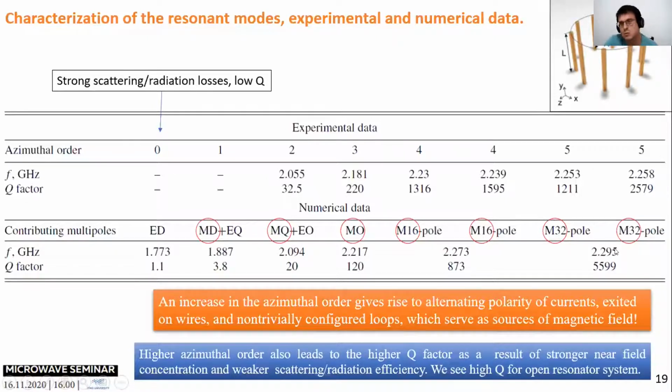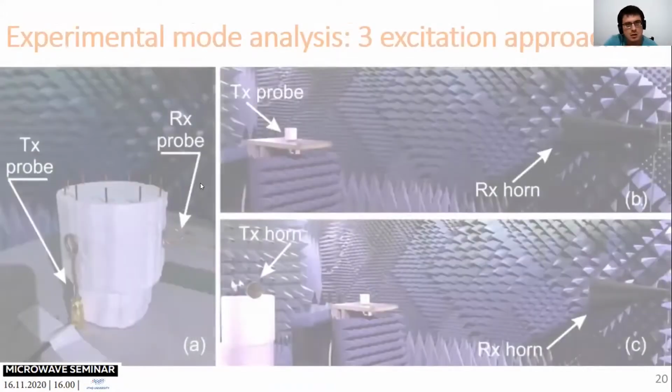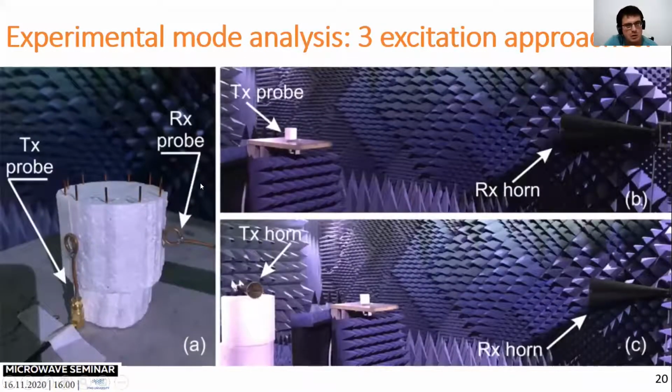Okay. So experimentally we showed for the open resonator a resonance mode of almost Q equal to 6,000. I suppose this should be an interesting solution for experimentalists.